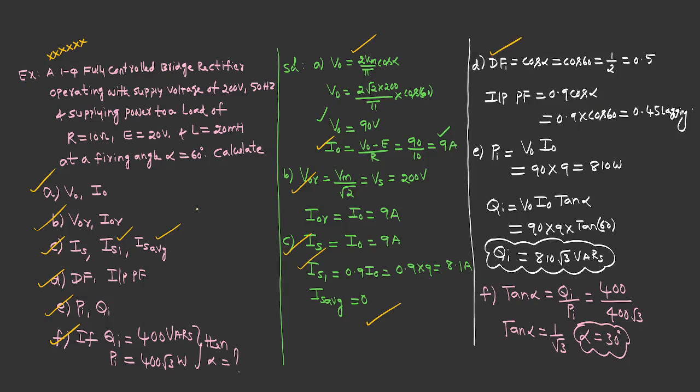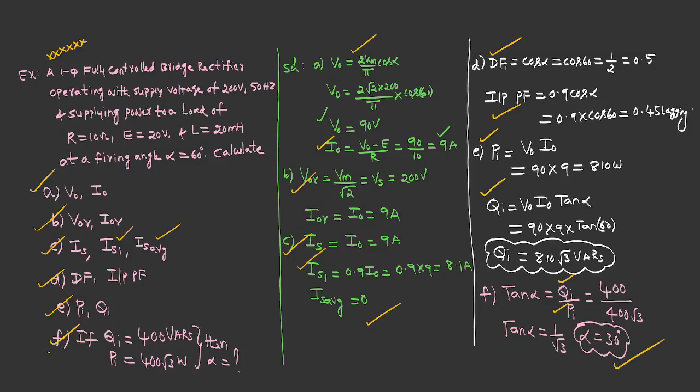What is the displacement factor? Cos alpha. What is the input power factor? 0.9 cos alpha. What is the active power input? V naught into I naught. Reactive power input is V naught I naught into tan alpha. If they give reactive power and active power and ask for the firing angle, we are getting 30 degrees.